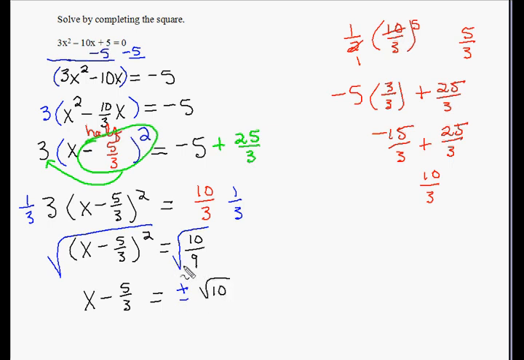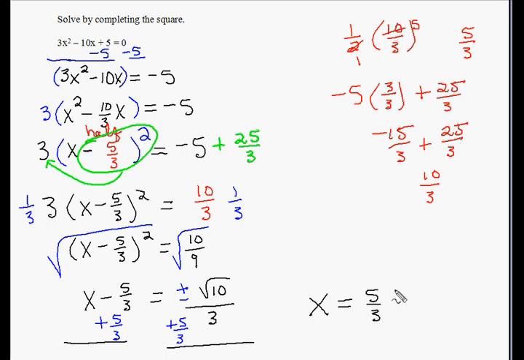But what is the square root of 9? That's right, it's 3. Our last step, in order to get x alone, we would add 5 thirds to both sides of the equation. And we would then have x is equal to positive 5 over 3 plus or minus the square root of 10 over 3. So we could just extend that fraction bar. 5 plus or minus the square root of 10 all over 3.